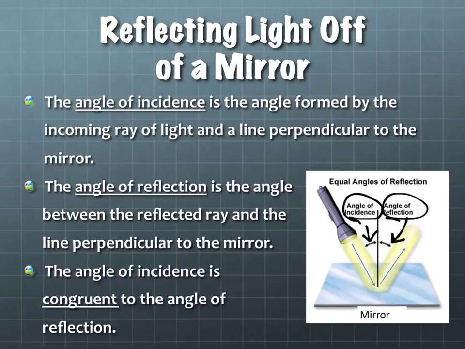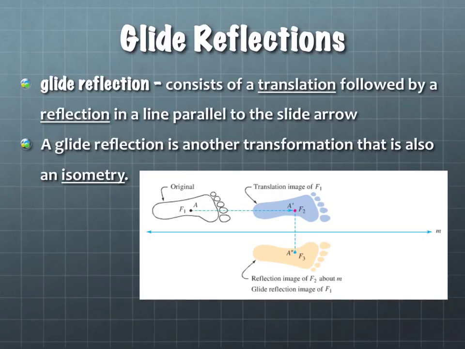All right, I'd really like to finish this up, so we're going to talk about glide reflections, and then I have one piece to read to you. A glide reflection is actually 2 transformations in one. This one actually is the first one that does this. A glide reflection consists of a translation, so it's a slide, followed by a reflection. The reflection is in a line parallel to the slide arrow.